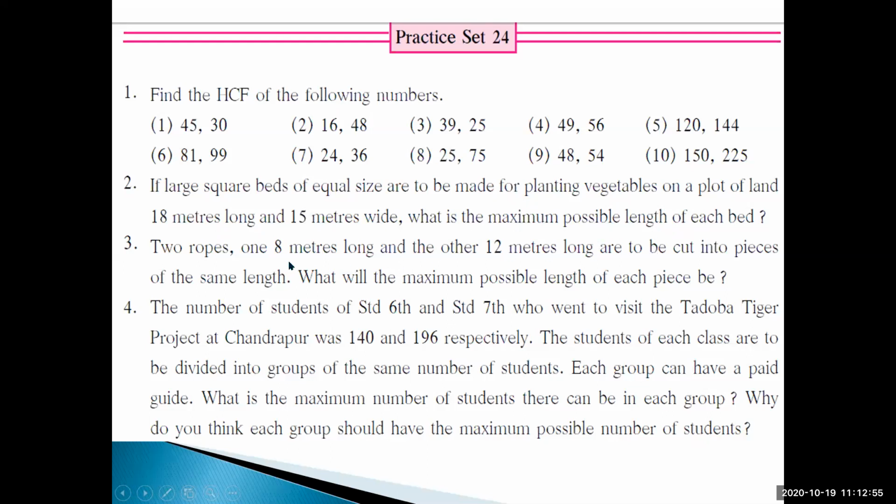Okay, here also 8 is there, 12 is there. See, maximum possible length. So if maximum word is there, that means you have to find the factors of 8, then factors of 12, and then take common factors of these two. Okay, and then find the highest common factor, and that would be the maximum possible length of each piece. Have you understood all?